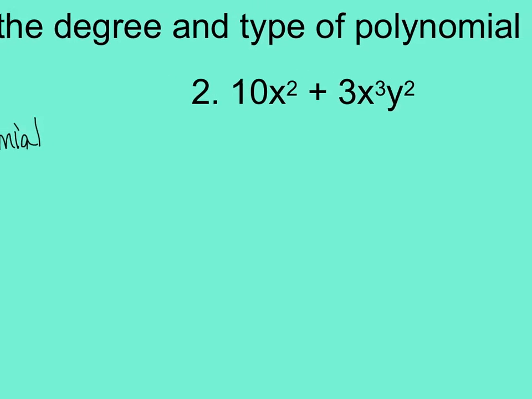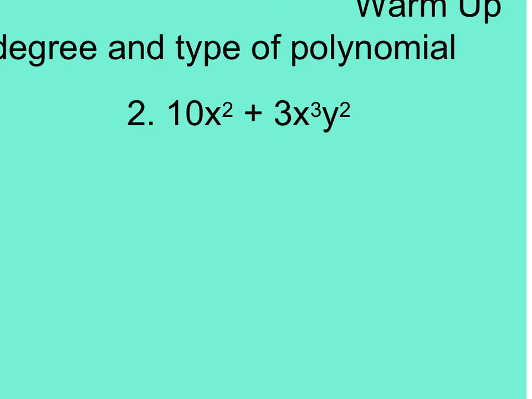Number 2, we don't have a monomial here because we've got a plus sign, which means I've got one term, two terms. If I have two terms, we call that a binomial. And now I have to figure out the degree of the binomial.